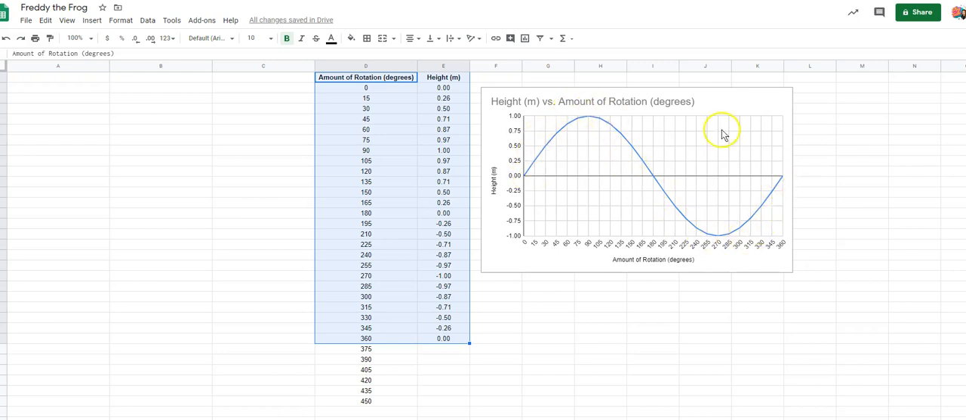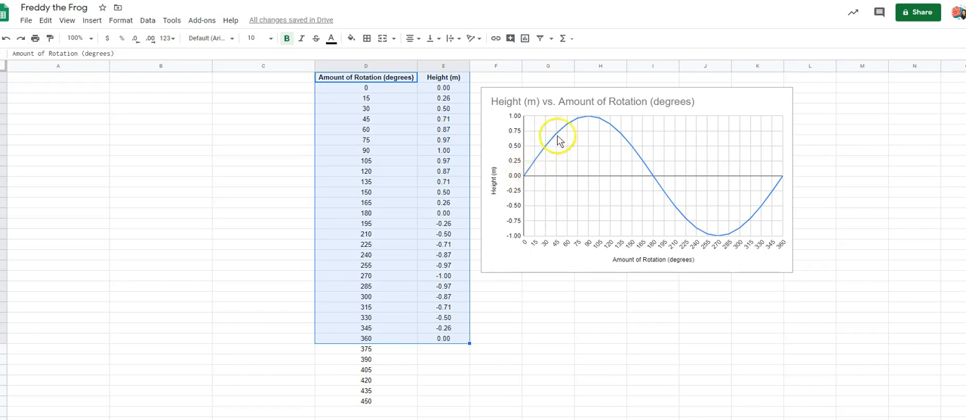And remember, sinusoidal applications sometimes start at the maximum, sometimes start at the minimum, sometimes start on the axis and go up, sometimes start on the axis and go down. But if it's a sine function, not a sinusoidal, a sine function, and a sine function is a type of sinusoidal, a sine function starts on the axis and heads up. So at 0 degrees of rotation, the height of Freddy is at 0.